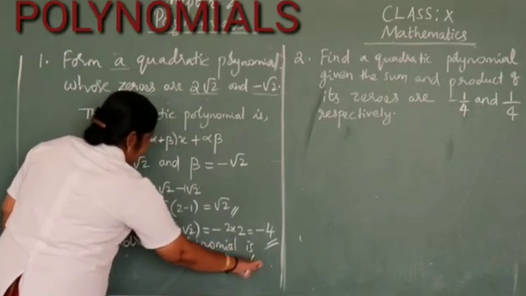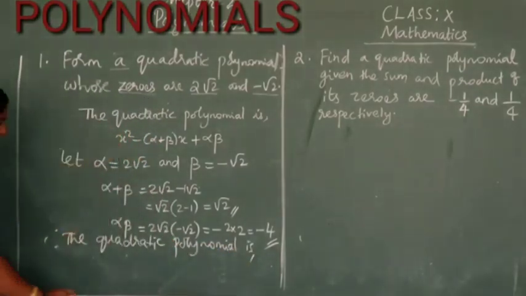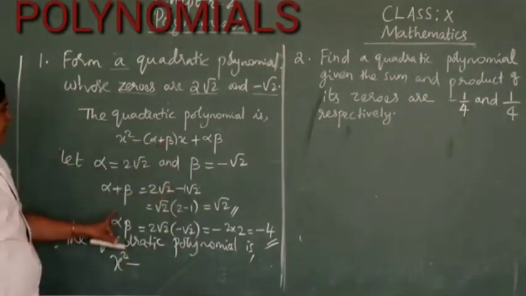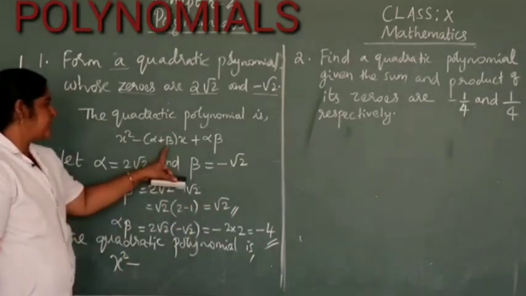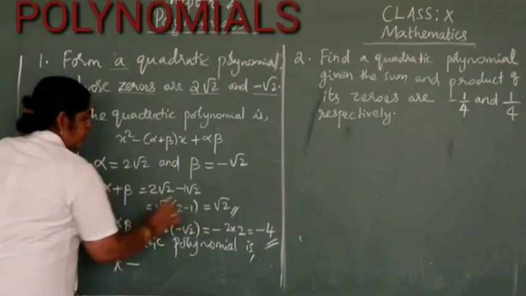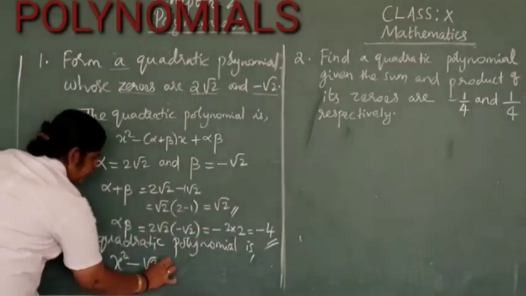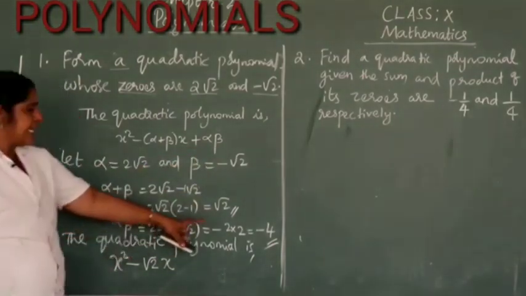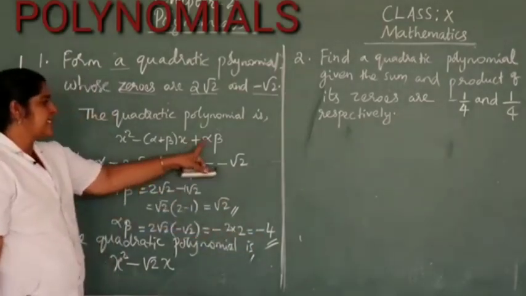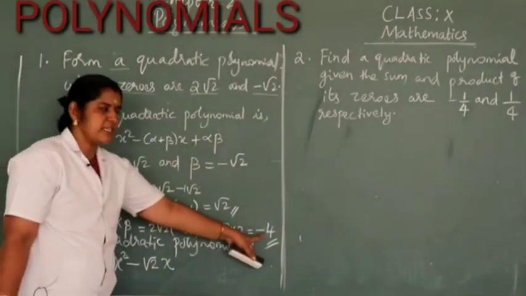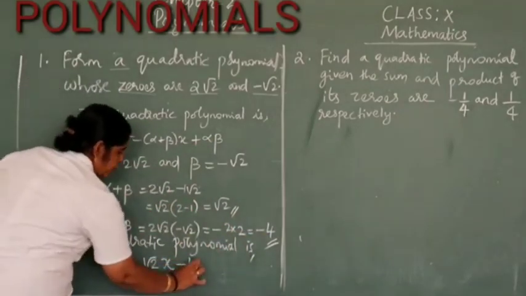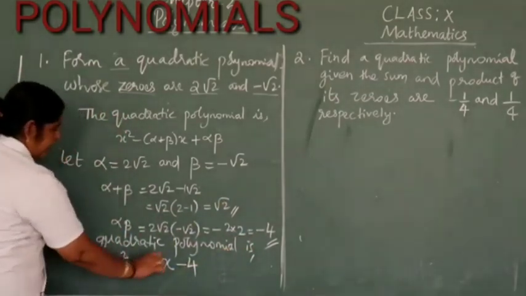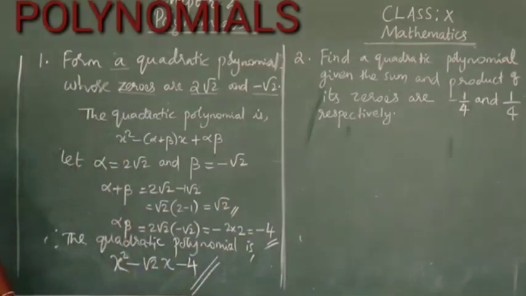is, yes, first term is x square minus alpha plus beta. What is the value of alpha plus beta? Root 2. So in the place of alpha plus beta we want to put root 2. So it is minus root 2 into x plus alpha beta. What is the value of alpha beta? It is minus 4. So here plus alpha beta. So plus into this minus 4. So it becomes minus 4. Okay, plus and minus will become minus, so that this is the required polynomial for the given two zeros.